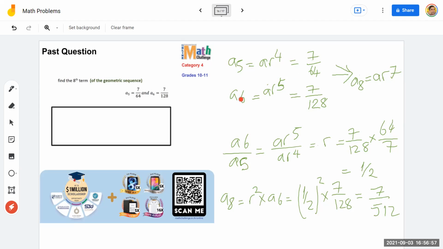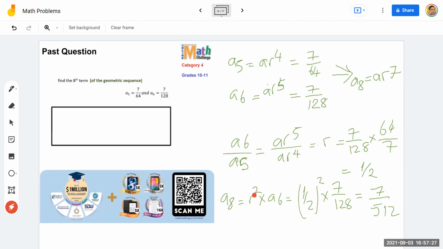So when we divide these two, if we divide A6 by A5, we get A times R power 5 divided by A times R power 4. So we are going to get R, the common ratio, which is 7 over 128 times 64 over 7. When we simplify, we are going to get R equals 1 over 2.